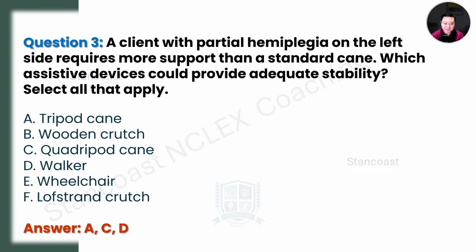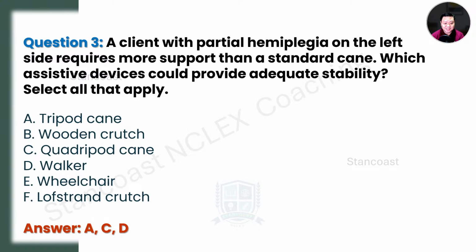It can increase the stability compared to a standard cane. And if you selected the letter C, quadrupod cane, it has a wider base of support. And this is more ideal for those patients with partial lower body weakness. And if you selected letter D, it offers much more comprehensive support. It can allow the patient to have much more weight distribution across the multiple points.